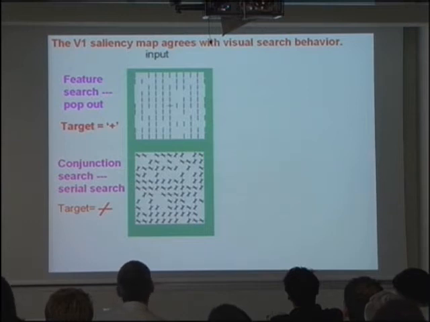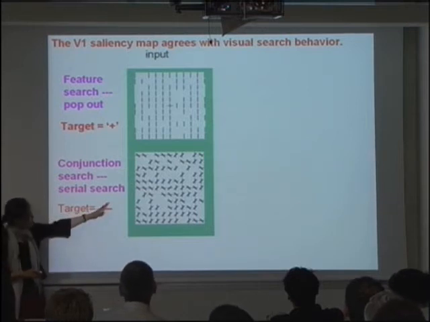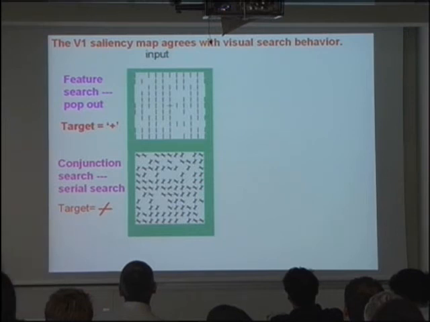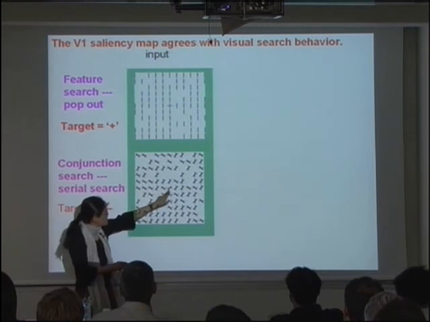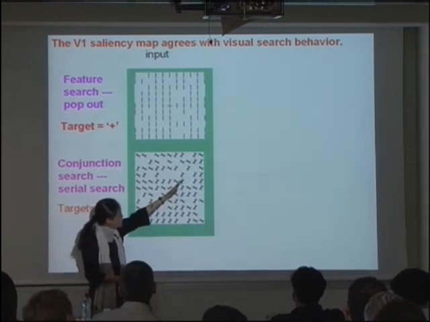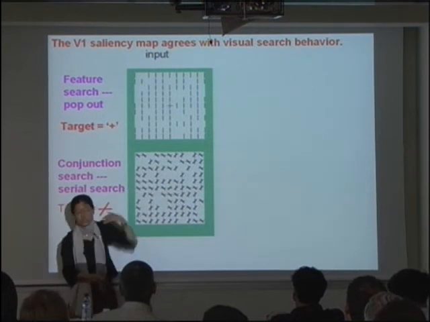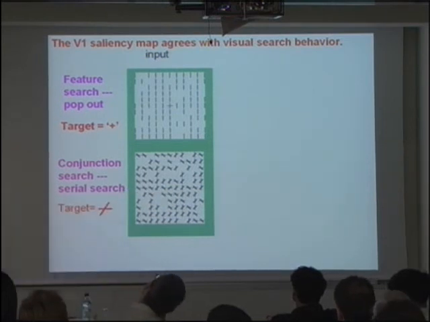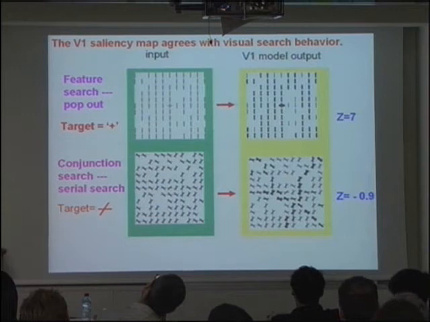Do you see it? There's a target with a horizontal bar and a 45-degree bar. It's right in the middle, right here. So this is a unique conjunction of horizontal and 45-degree. Everybody else is vertical and 45-degree, or horizontal and minus 45-degree. So this conjunction doesn't pop out. It's because in V1, the horizontal bar is suppressed by other horizontal bars, and the 45-degree by other 45-degree bars. So the Z-score is very low.